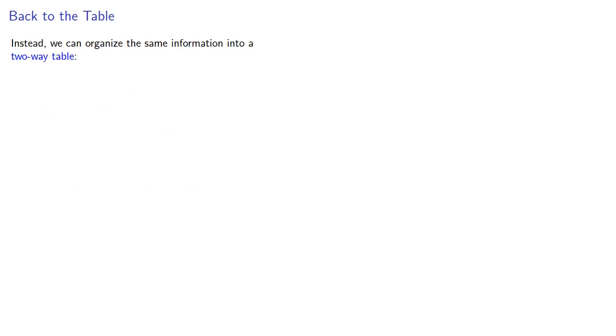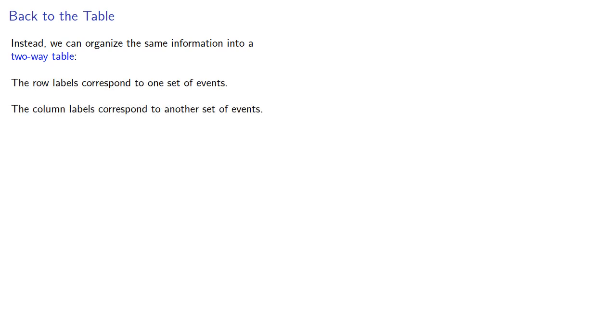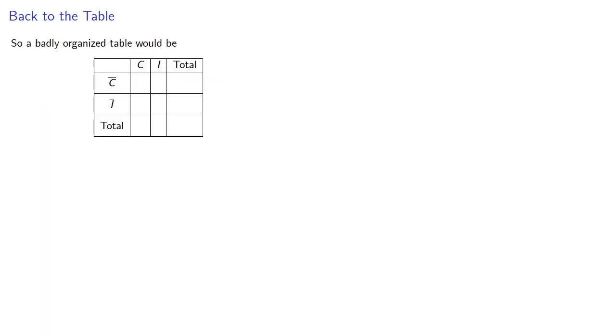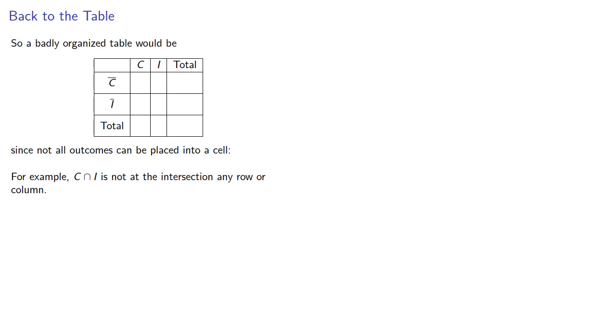Instead, we can organize the same information into a two-way table. The row labels correspond to one set of events. The column labels correspond to another set of events. A cell corresponds to the intersection of the row event with the column event. As with other frequency tables, we want to be sure that the cells correspond to mutually exclusive events and all outcomes appear in some cell. So a badly organized table might look like this, since not all outcomes can be placed in a cell. For example, C intersect I is not at the intersection of any row or any column.